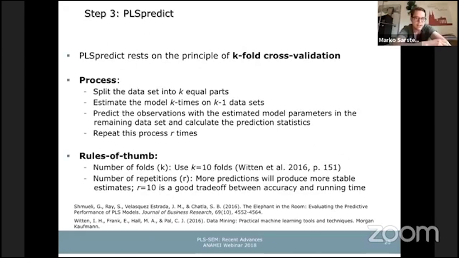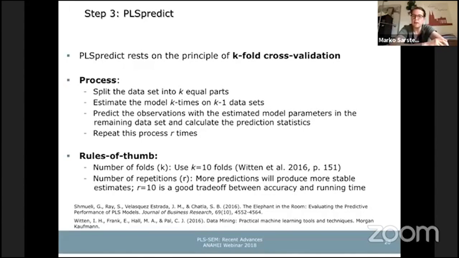So how does PLSpredict really work? I told you that we split the data set into a training and a holdout set. We first need to specify K. K is the number of folds. This tells us into how many parts the data set is being split. So we estimate the model k times, meaning if you set the folds to 5, you're estimating the model 5 times, but not with all five parts of the data set, only with 4, one being omitted in each of the runs. We predict the observations using the estimated model parameters and calculate the prediction statistics based on the holdout set.